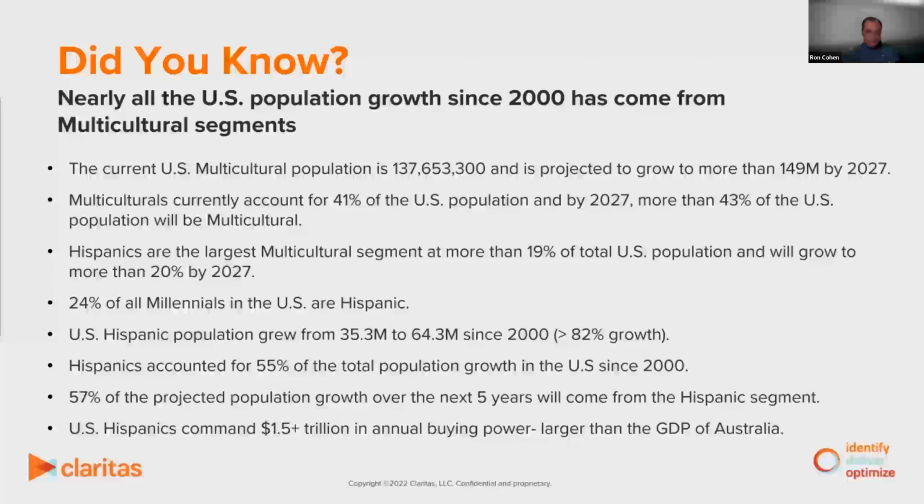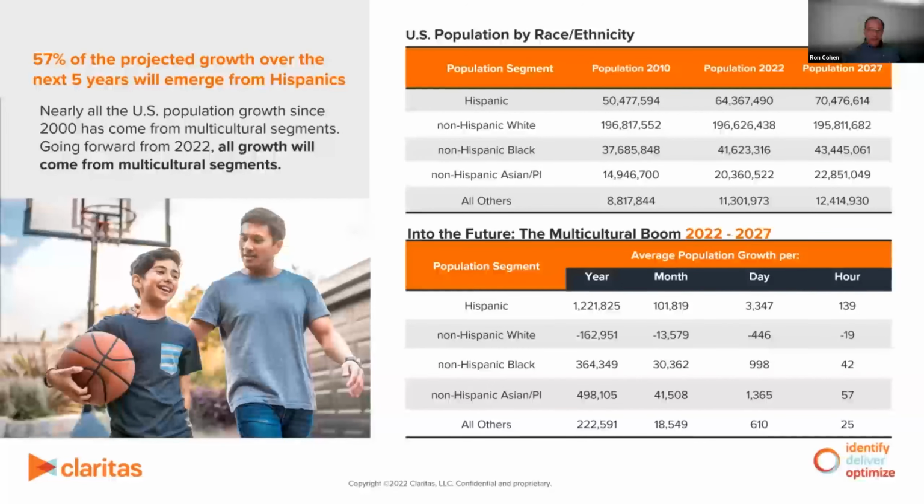And so when you see statistics like these, we like to present them this way. You can see here 2010 numbers, current year, and 5-year projections. You can see all the growth coming from Hispanics. You can see the non-Hispanic white population was basically flat for the last 10, 12 years, and going down.